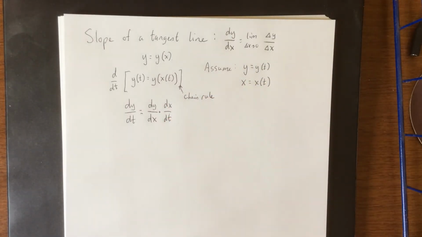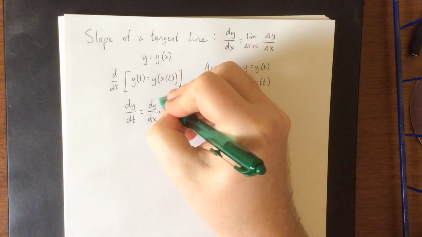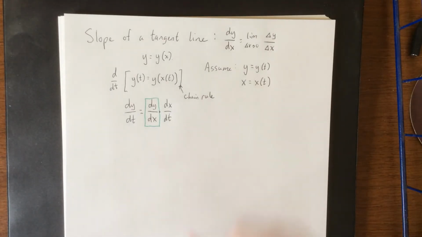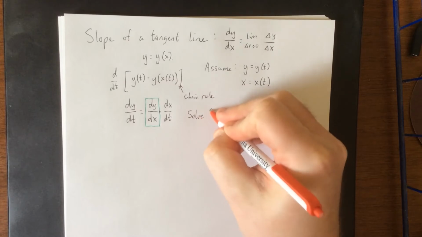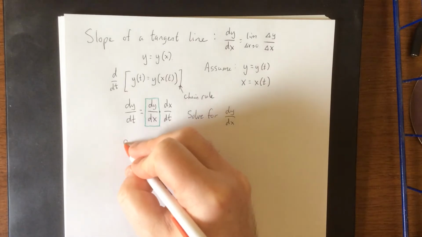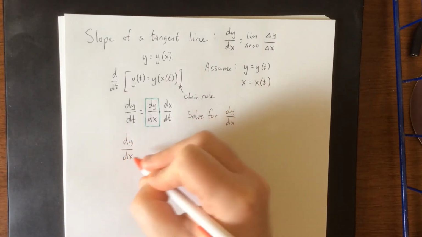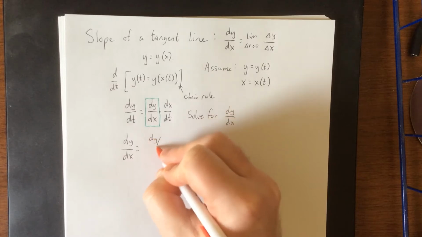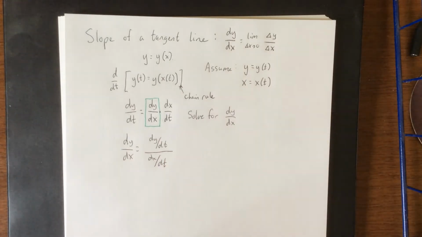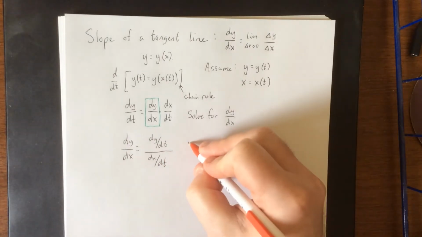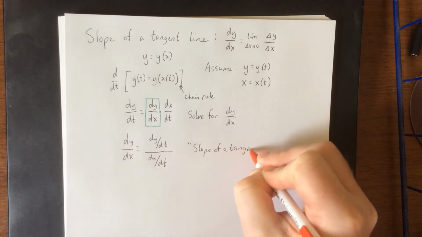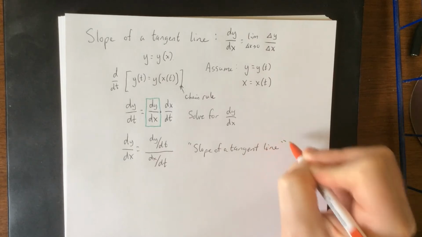Now, technically speaking, the thing that we're interested in solving for here would be this dy over dx. So what I'm going to do is have us solve for dy over dx. By solving for dy over dx, this will give us a formula for how to find the slope of a tangent line in parametric equations. So take our dy over dt and divide by dx over dt. This winds up giving us a formula for the slope of a tangent line in parametric equations.